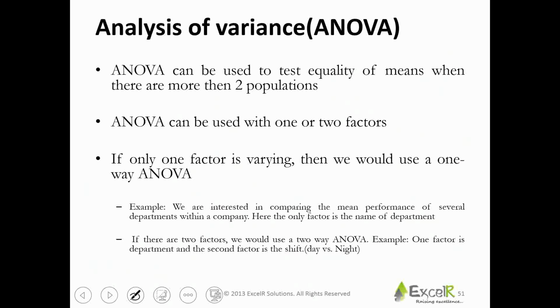Is this clear? Understanding of one factor, two factors. What is the difference between a factor and a level? When do we use one-way ANOVA? When do we use two-way ANOVA? Is this concept clear?